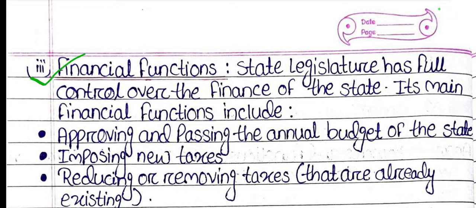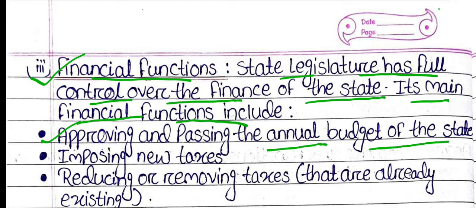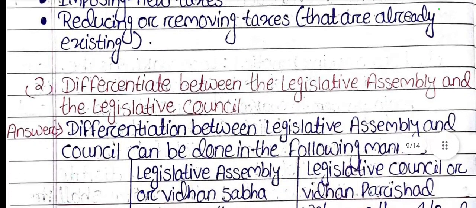Then financial functions. State legislature has full control over the finance of the state. Its main financial functions include: first is approving and passing the annual budget of the state, imposing new taxes, reducing or removing taxes that are already existing.